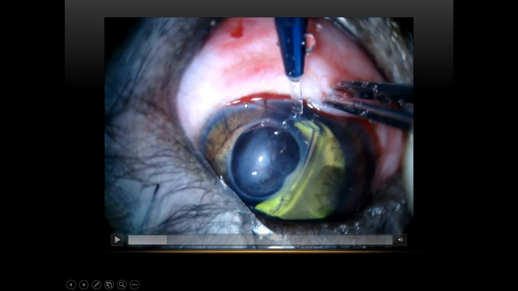And we start by marking the area where we're gonna remove the tissue, and then we do the debridement of the cornea tissue and the iris, all the adherences here, and then we slide the healthy cornea over the defect that we created and suture it. Okay, so let's watch the video.